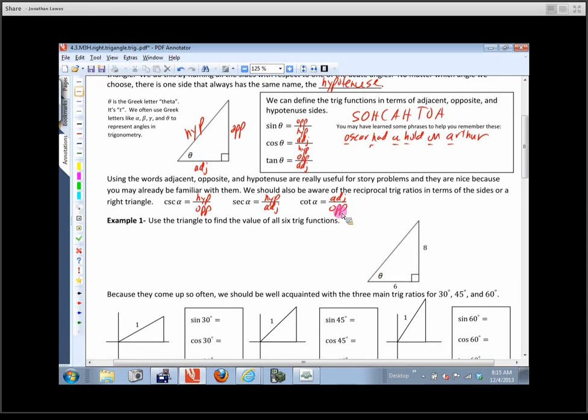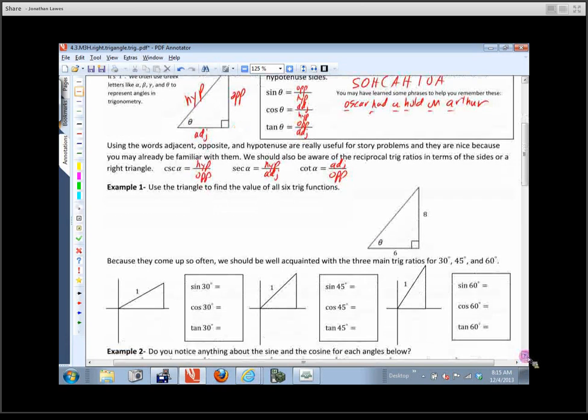Again, you have to have those memorized. It is very hard to do trig if you don't have those basic facts memorized, the unit circle and different things like that. Okay? So you've got some problems that are like this. It says, use the triangle to find the value of all 6 trig functions. So if I've chosen this angle right here, and I've marked this side as 8 and this side as 6, I've got to figure out what the hypotenuse is.